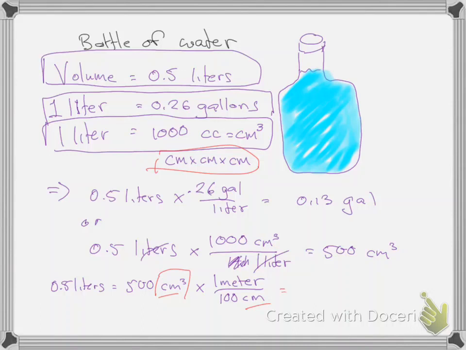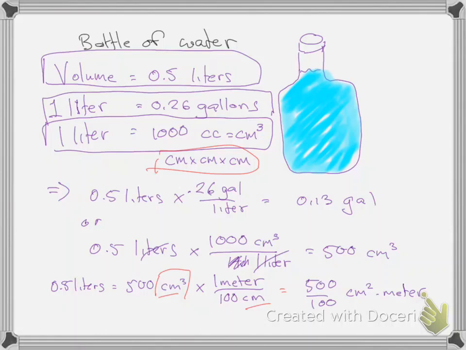So what we would get from that conversion is 500 over 100 centimeters squared per meter. So it's 5 centimeters squared meters. That is a valid volume. It's just not a volume that we're used to seeing. So we've got to do this conversion 3 times. We've got to convert all 3 factors of centimeters to meters.